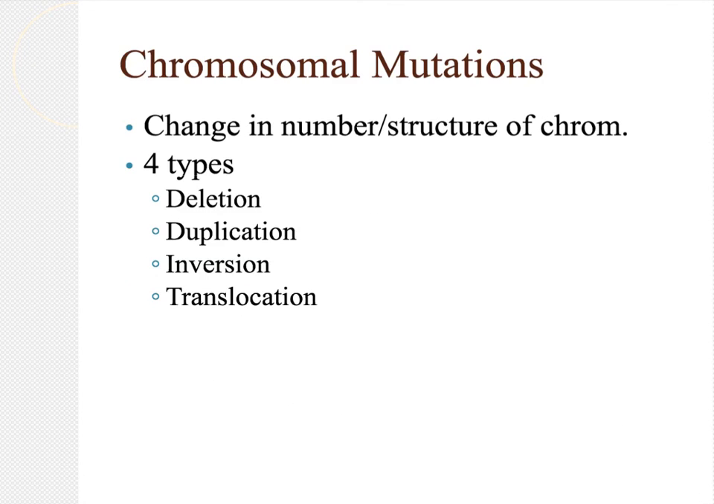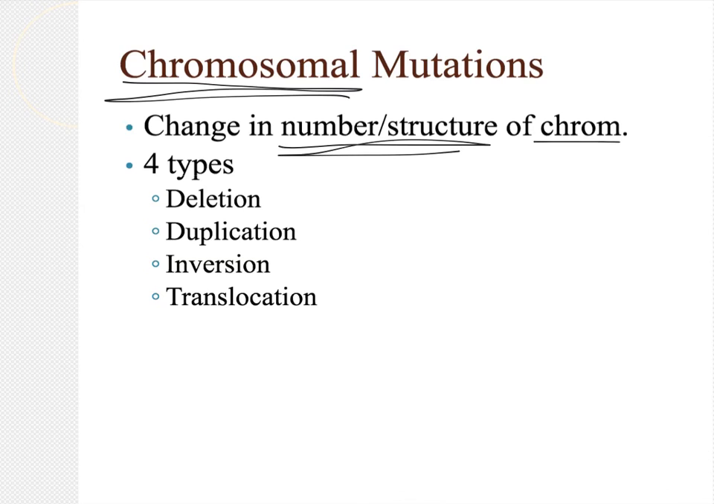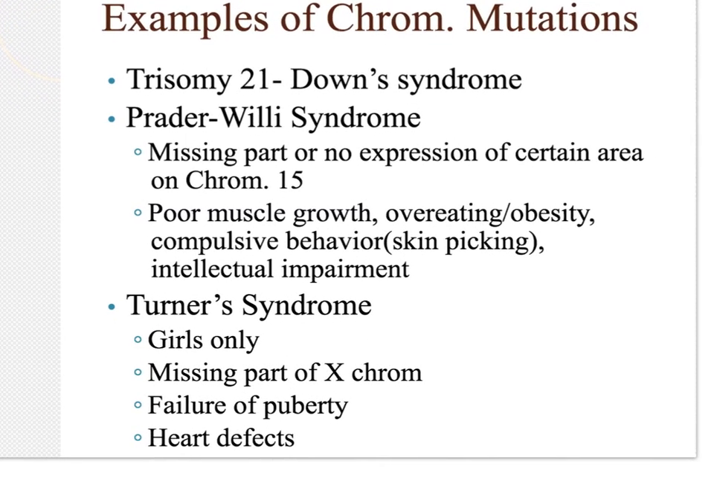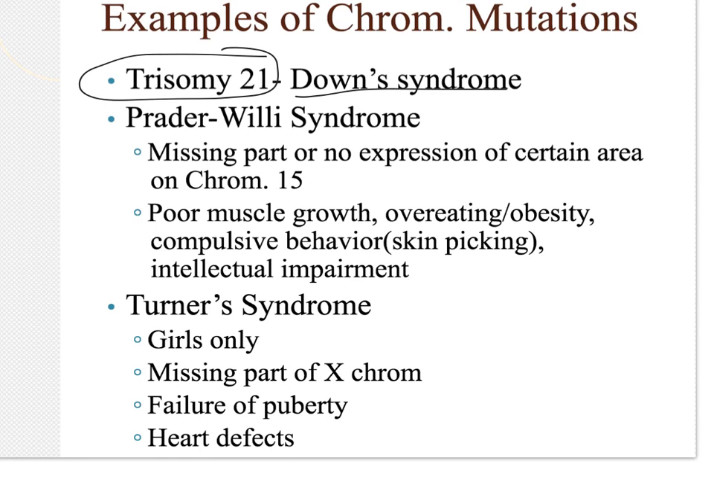The other kind of mutation that I had mentioned at the beginning is an entire chromosome, so changing the whole structure of the chromosome. And there are also 4 different kinds of chromosomal mutations: deletions, duplications, inversions, and translocations. Chromosomal mutations tend to have more serious effects. For example, trisomy 21 means you have a whole extra chromosome, which means that you've got Down syndrome.